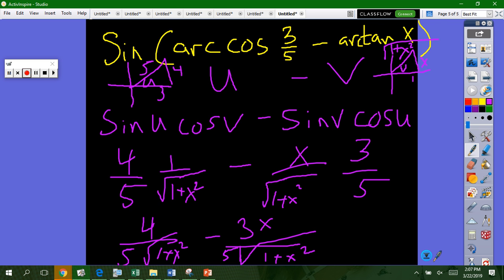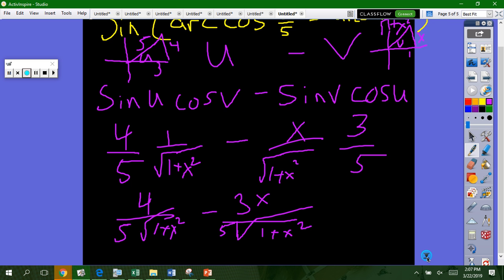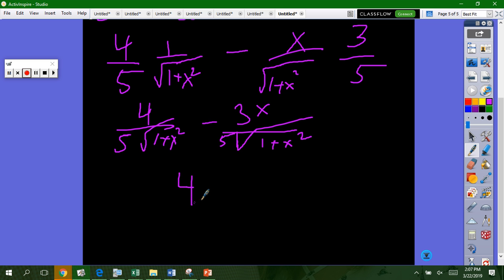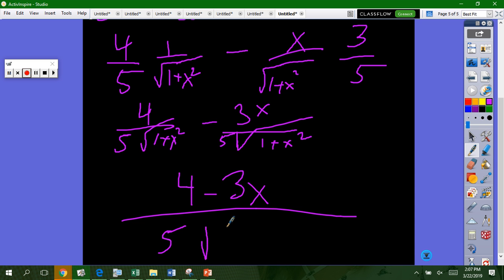So therefore, I would get this, then I would rationalize that by multiplying by square root of 1 plus x squared top and bottom if I wanted to. Make sense? Any questions? That was pretty easy, wasn't it? Okay. Next thing.